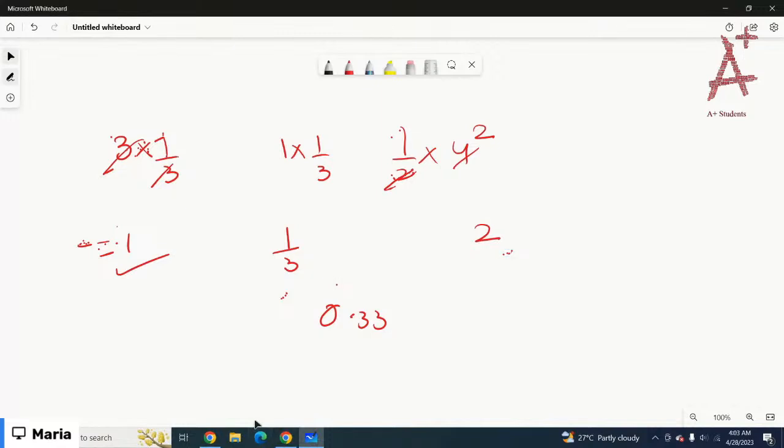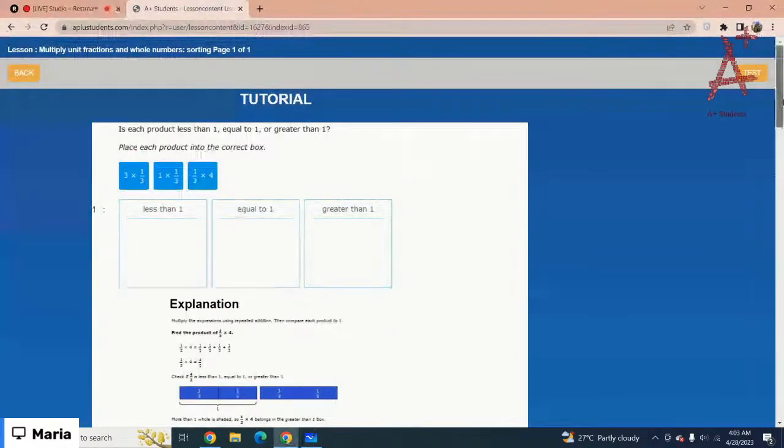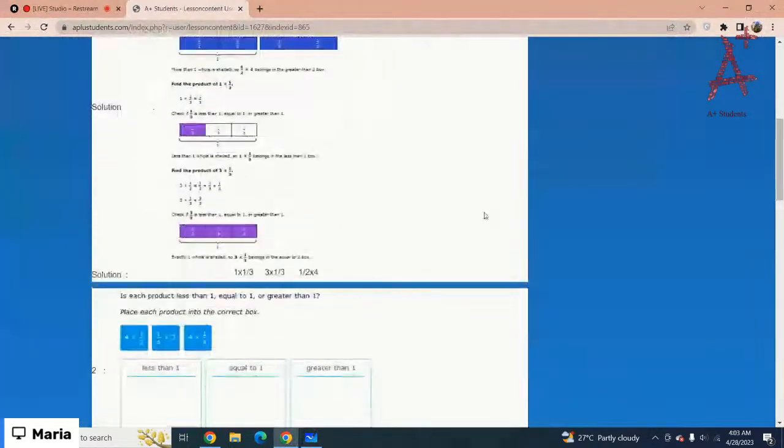Got it? So you have 3 types. They are 1 times 1 by 3, that is less than 1, 3 times 1 by 3 equal to 1, and 1 by 2 times 4 greater than 1. Got it?